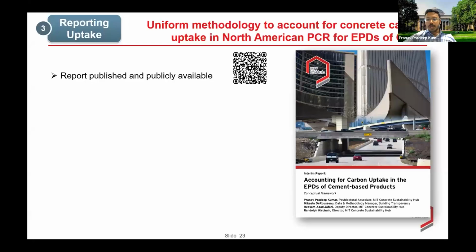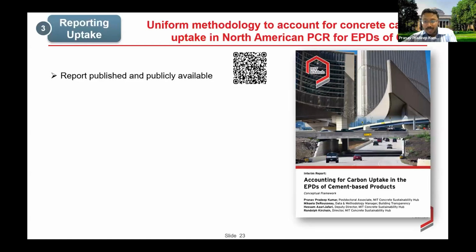So at CSHub, we have published a report with a working group to describe this methodology to account for carbon uptake in North American product category rules for EPDs of cement-based products. It is publicly available on our website. So if you're interested, please go ahead and scan the QR code shown there to access our report.